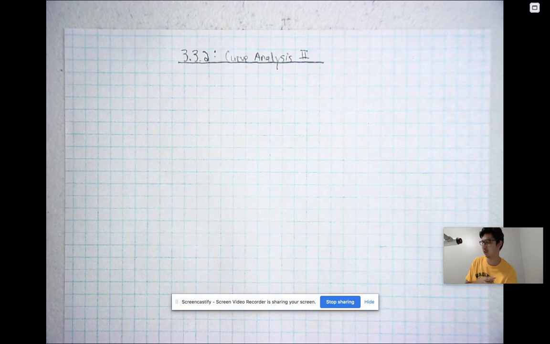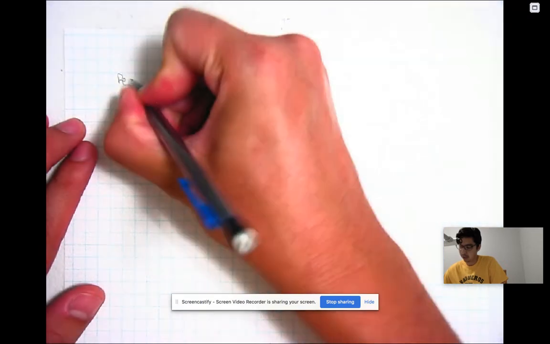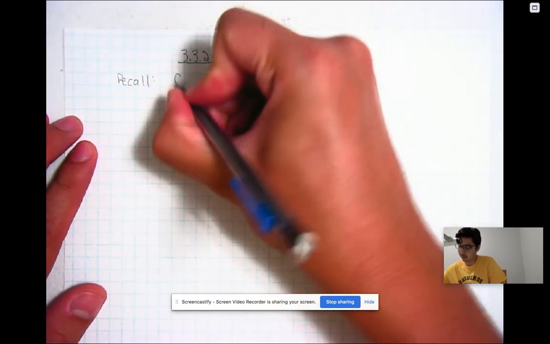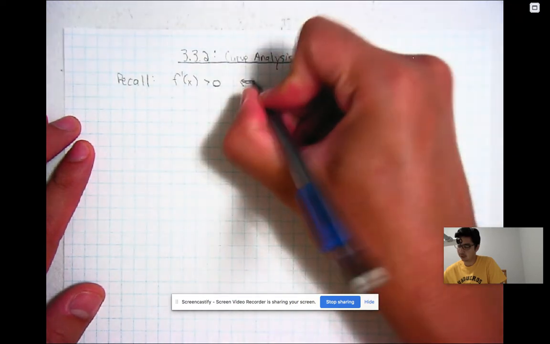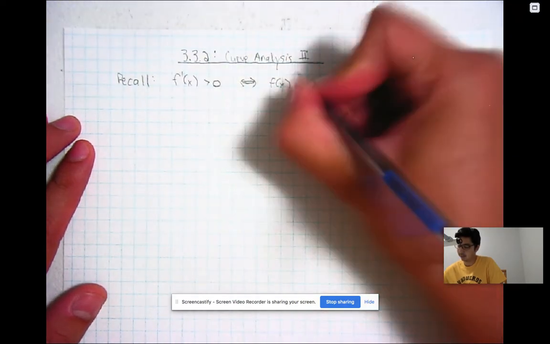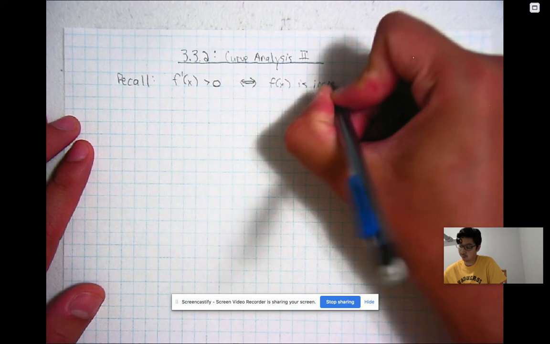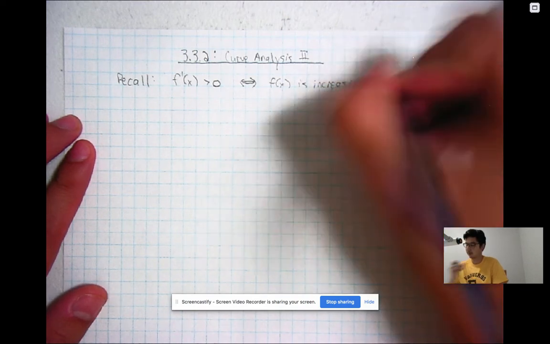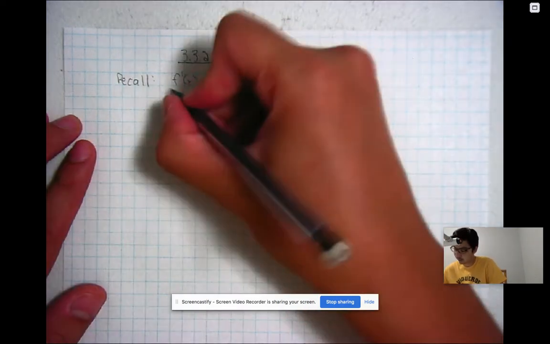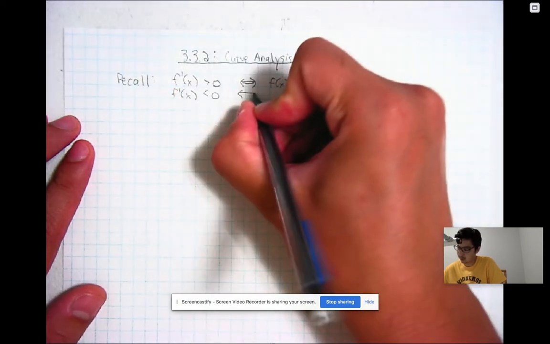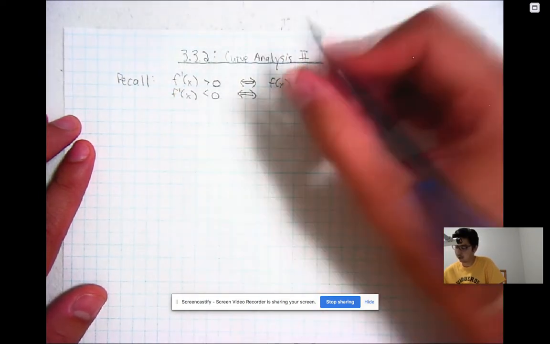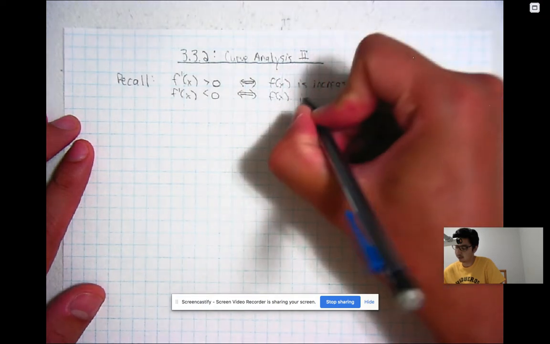Now, in the last video, we started looking at the beginning of curve analysis. Recall that if f prime of x, the derivative, is positive, then that implies that f of x is increasing. And if the slope function, the derivative, is negative, that's if and only if f of x is decreasing.